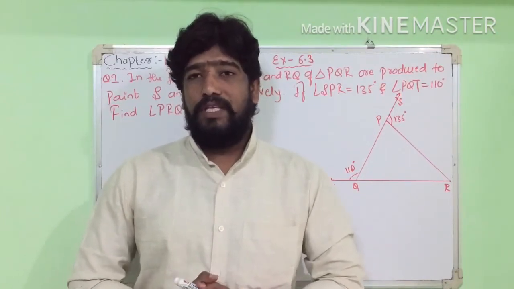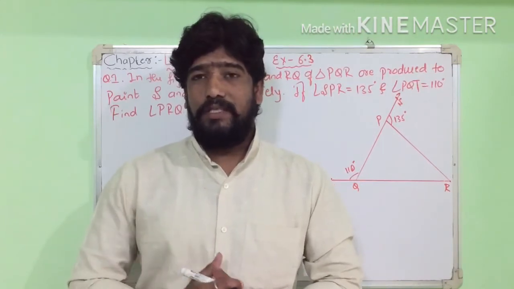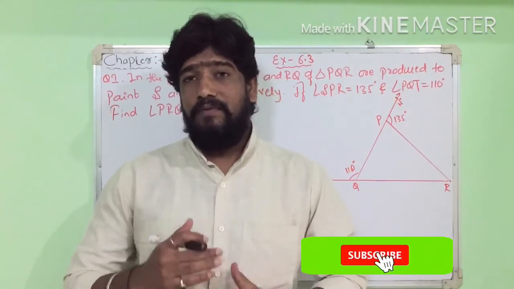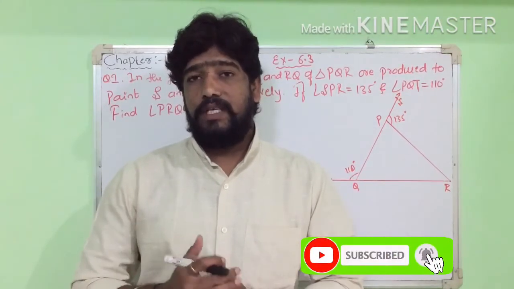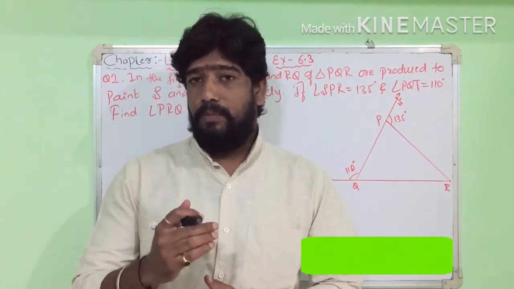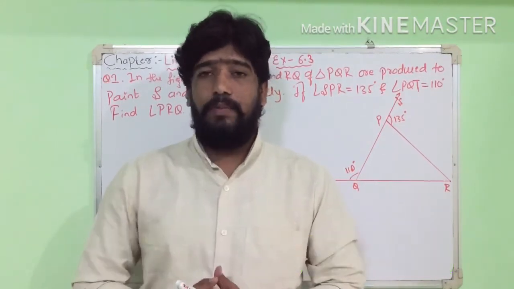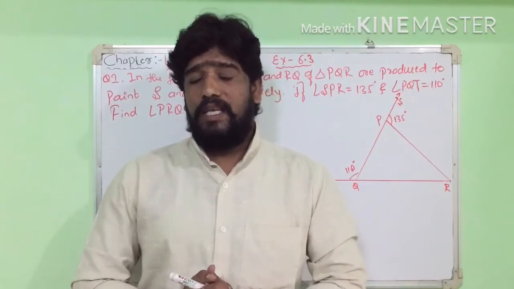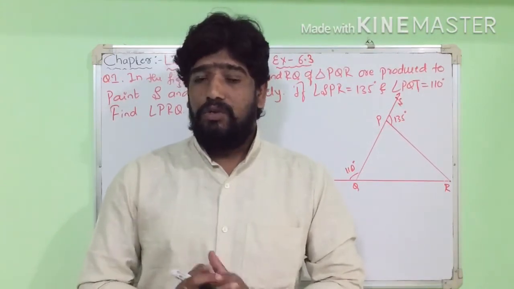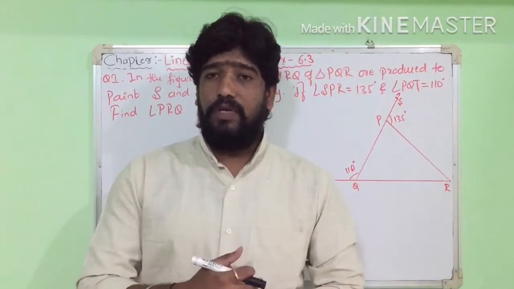In the previous section we discussed exercise point 2, and in today's section we discuss exercise point 3. Before that, in the first section of lines and angles, we discussed the angle sum property of a triangle, right? We also proved that theorem. So what is that theorem? The sum of the three angles in a triangle is 180. On the basis of this, we will start today's section.